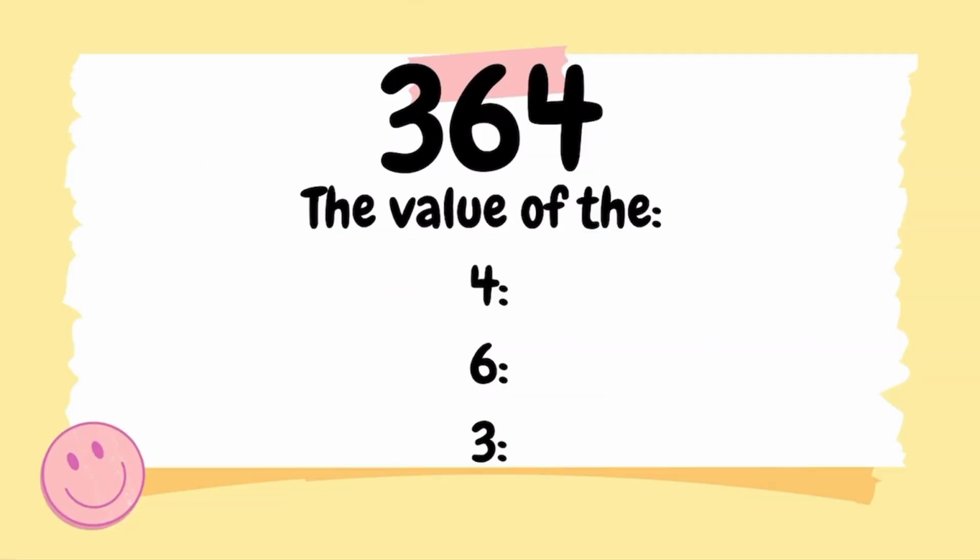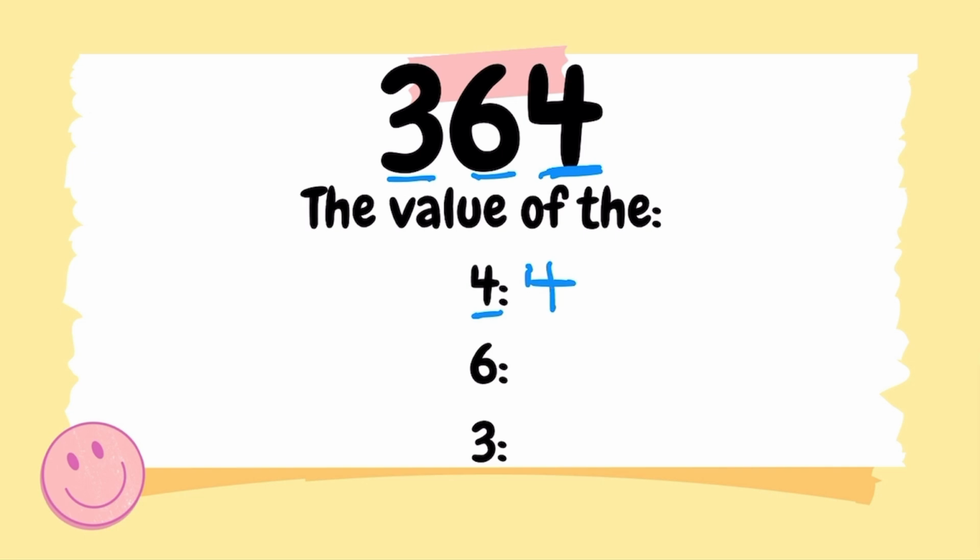All right, let's look at this number. I have 3 digits. The digits are 3, 6, and 4, but we know that's not what they're worth. So we're going to look at what place it's in, and we're going to determine the value of each of these digits. So let's look at the 4. Is the 4 in the hundreds place, the tens place, or the ones place? Yeah, the 4 is in the ones place, so we know the value is the same as the digit. So the value of the 4 is 4.